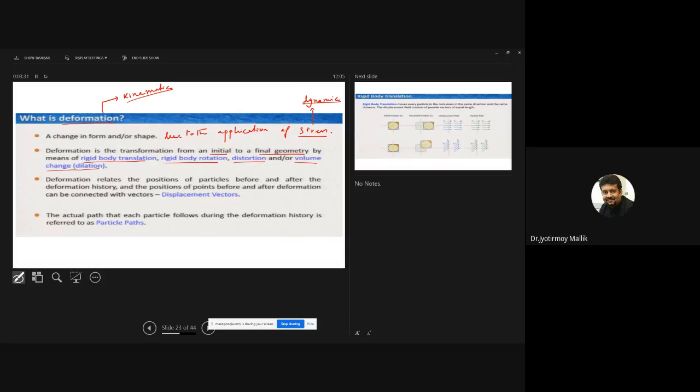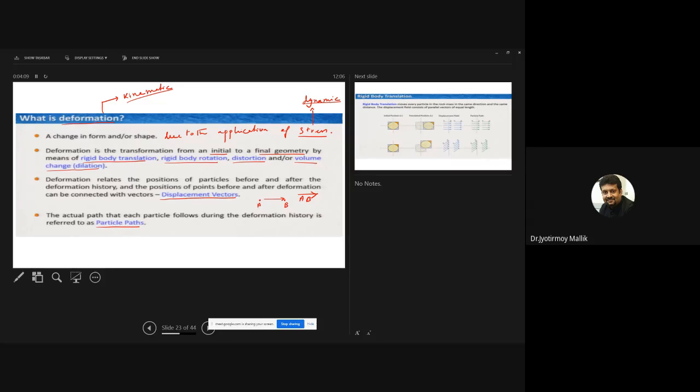So deformation relates to the positions of particles before and after the deformation history. Okay? And the positions of points before and after the deformation can be connected with vectors, and those vectors are called displacement vectors. Suppose there was a point A before deformation. After you apply some force, that shifts to point B. Then this AB would be my displacement vector. Okay? As simple as that.